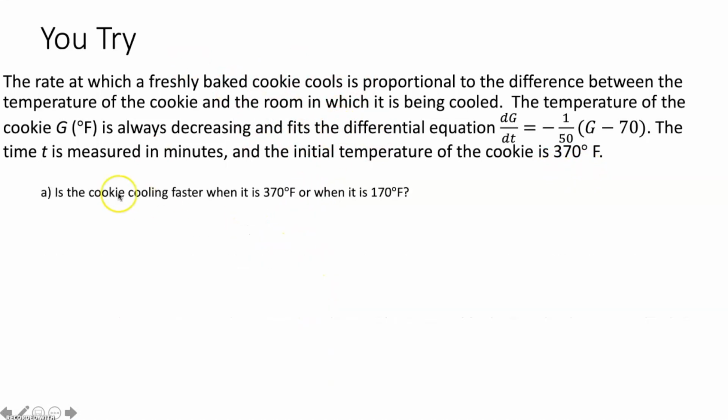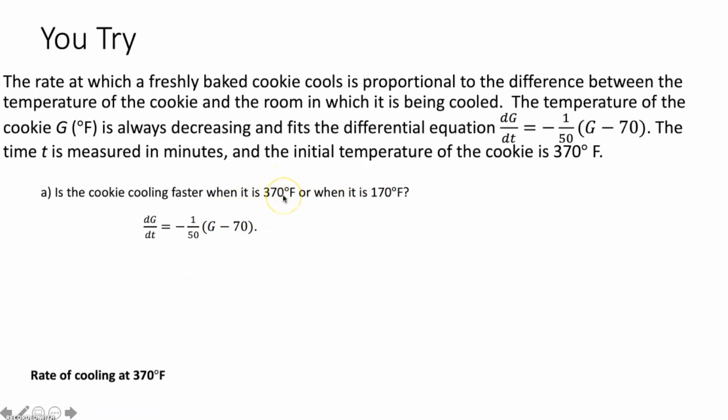Let's start with A. A says, is the cookie cooling faster when it's 307 degrees Fahrenheit or when it's 107 degrees Fahrenheit? So to determine when a cookie is cooling faster, we need to determine the rate at which the cookie is cooling at each of these temperatures. So are we given an equation to determine the rate at which the cookie is cooling? Yeah, that's what this differential equation is right here. So in this differential equation, G represents the temperature of the cookie. So in order to figure out the rate at which the cookie is cooling at each of these temperatures, we need to plug in each of these temperatures for G and see what the rate is.